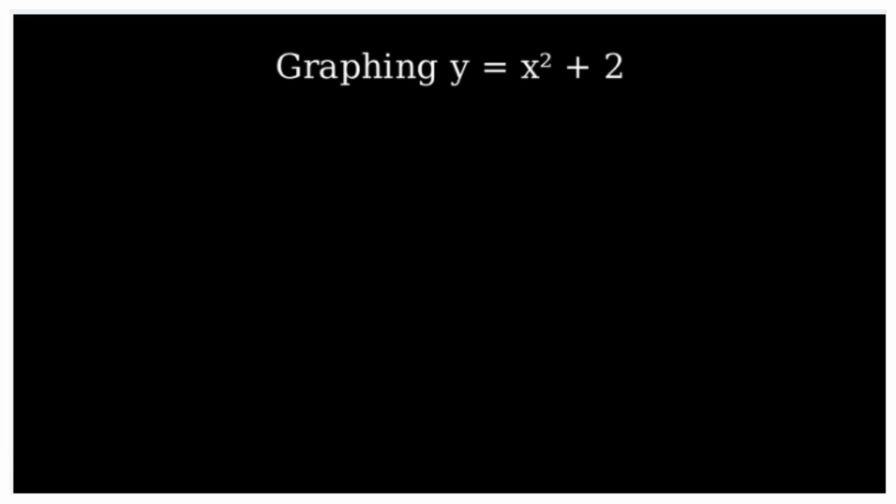Parabola y equals x squared plus 2. Let's write out our equation. This is a parabola that opens upward, and it's a vertical shift of the basic parabola y equals x squared.